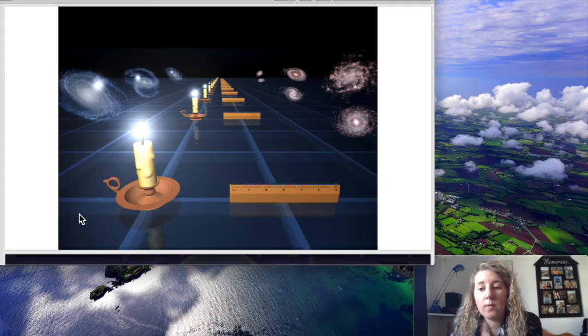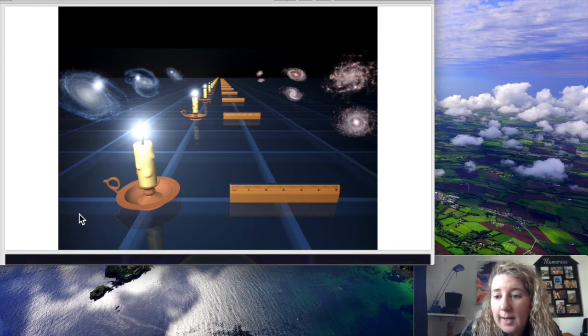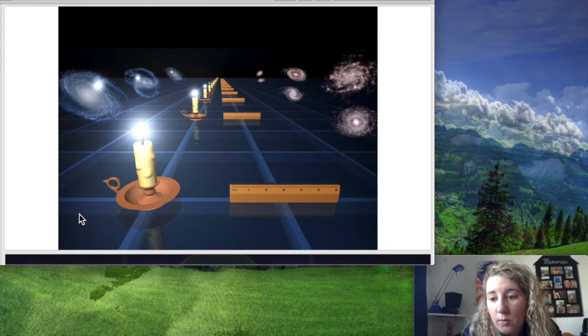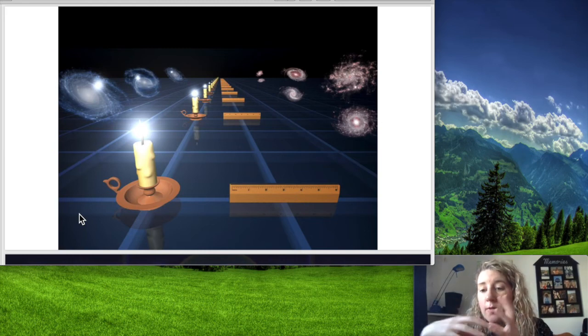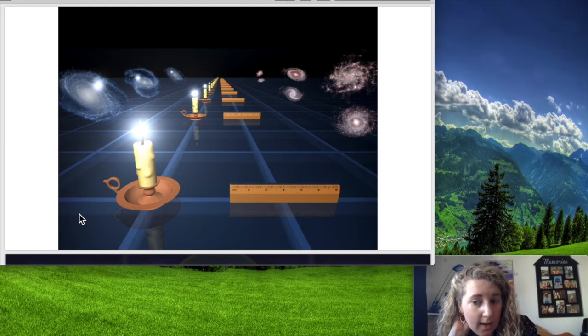But the type of supernova that I was talking about earlier, where they are a result of a white dwarf having too much matter pouring onto it, and then it explodes in a supernova, this type of supernova is called a type 1a supernova. And like I said, because it is a result of the same amount of matter, you can assume that a type 1a supernova is a specific brightness.